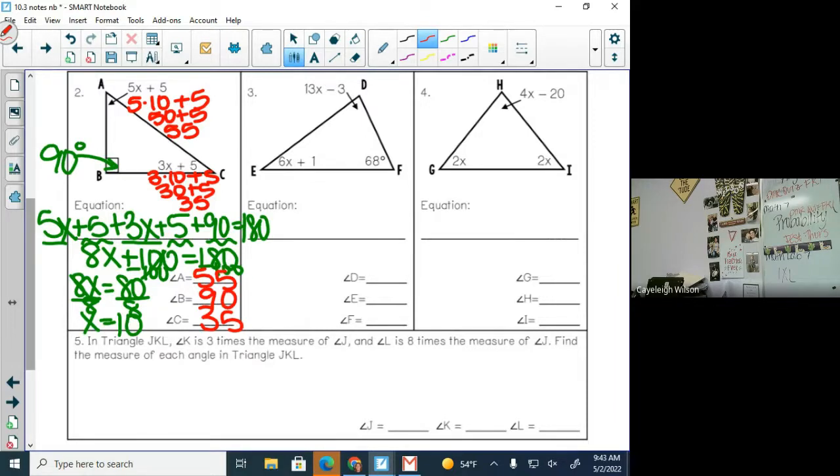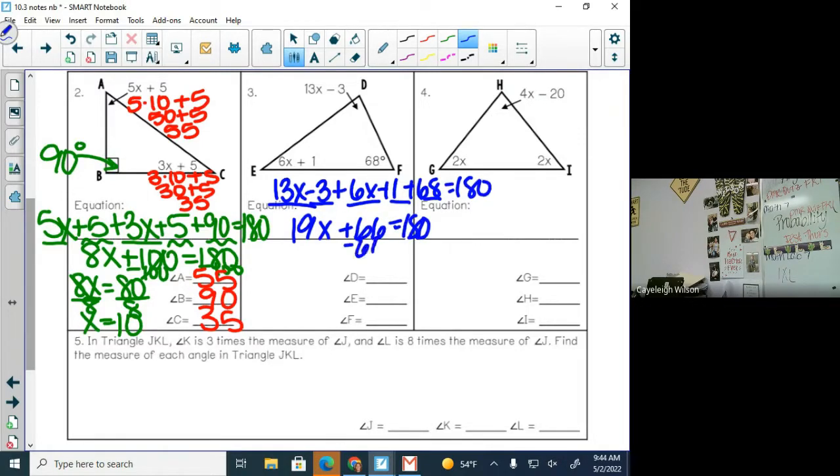Okay. All right, so the 3 angles added together. So the 13x minus 3 plus the 6x plus 1 plus the 68 is going to be 180. So 13x plus 6x is 19x. Negative 3 plus 1, that's negative 2, plus 68, that's 66. Subtract the 66. So that's 19x equals 114. Divide by 19. And we get 6.